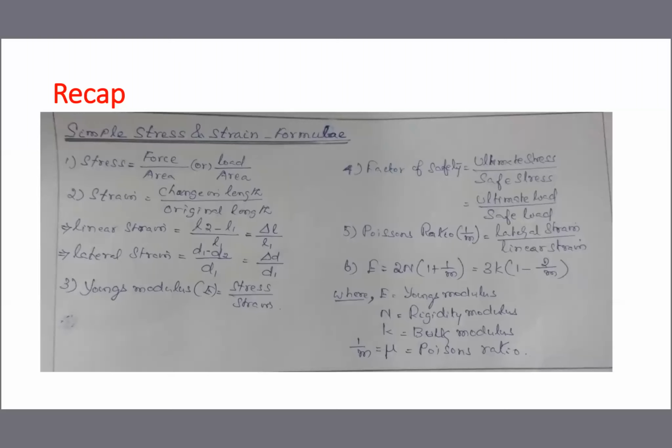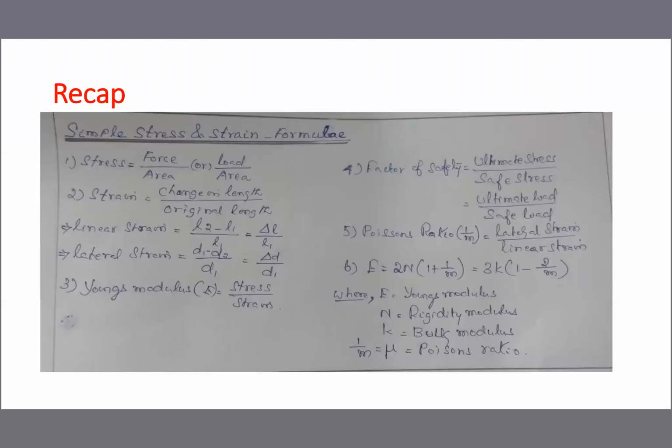Then another, the fifth one, Poisson's ratio. It is the ratio between lateral strain and linear strain. The formula for the left-hand side is already available. The ratio between lateral strain and linear strain is called Poisson's ratio. It is denoted by 1 by m, or you can say mu.